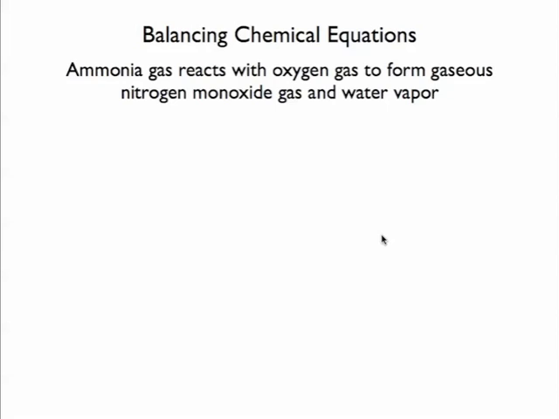Next one, let's look at this chemical equation. Pause the video and write the formulas for each of these compounds. Alright, you should have ammonia gas reacting with oxygen gas to form nitrogen monoxide gas and water vapor.